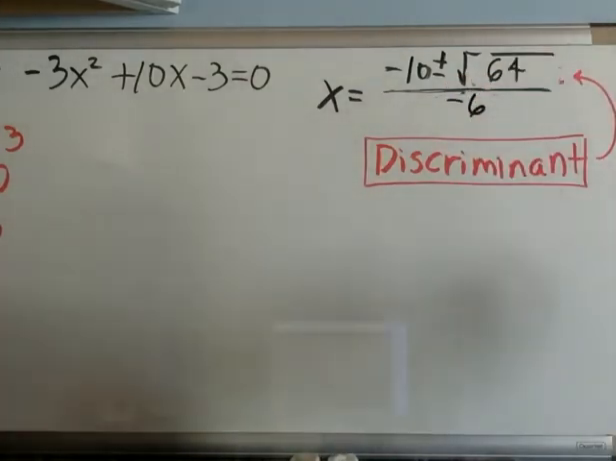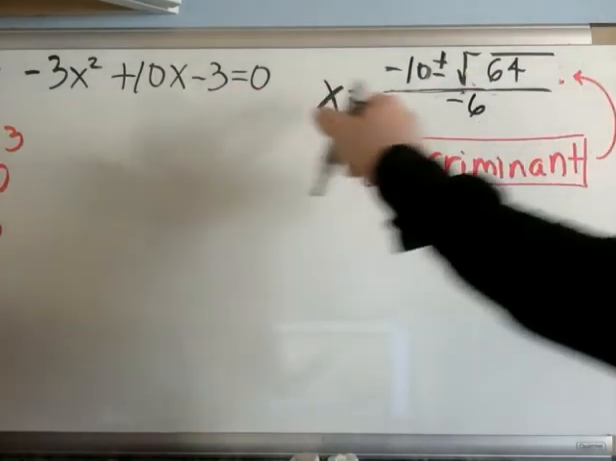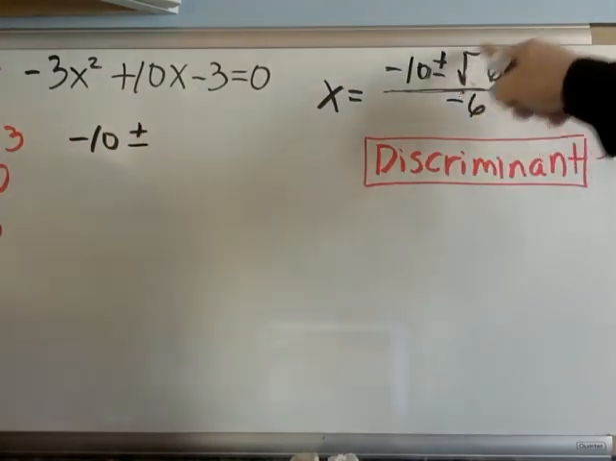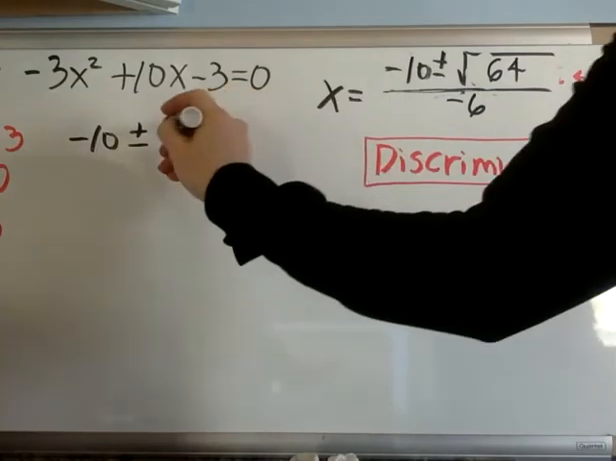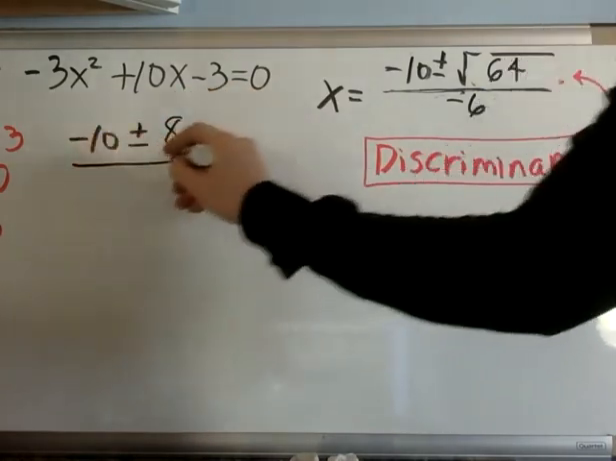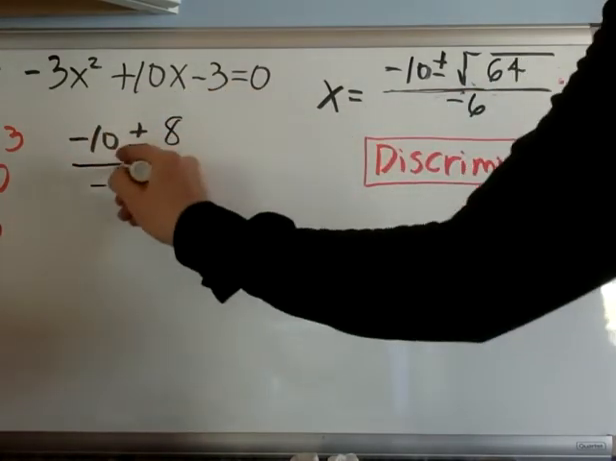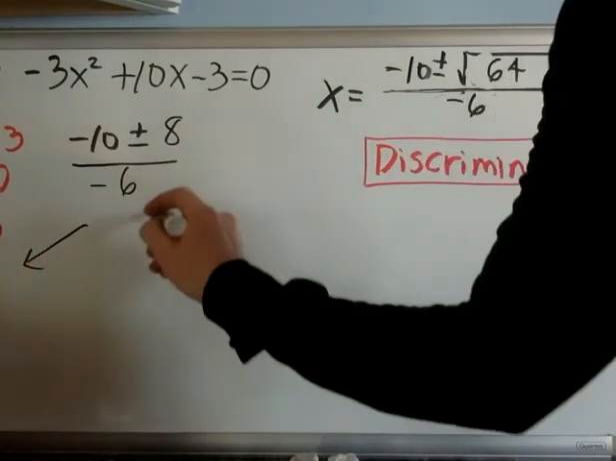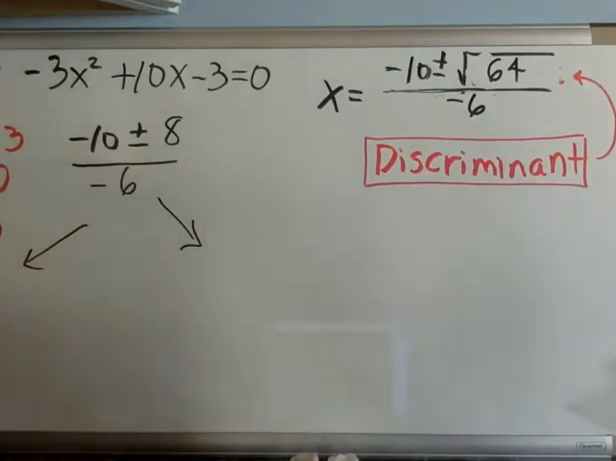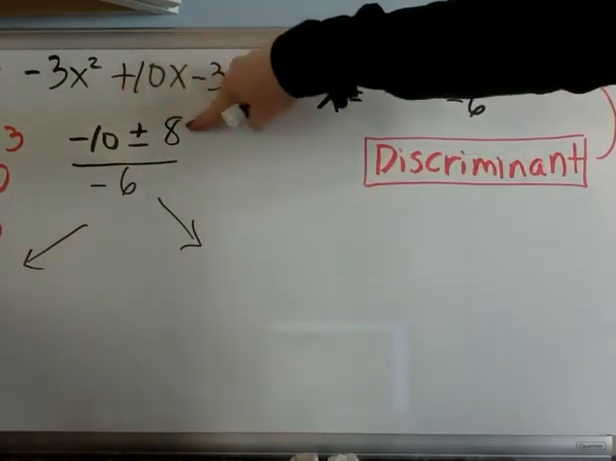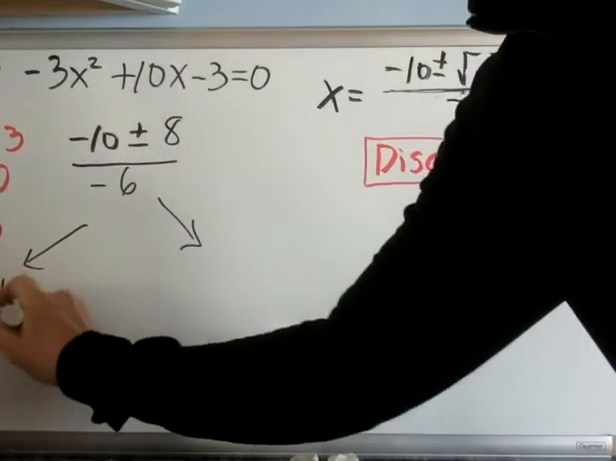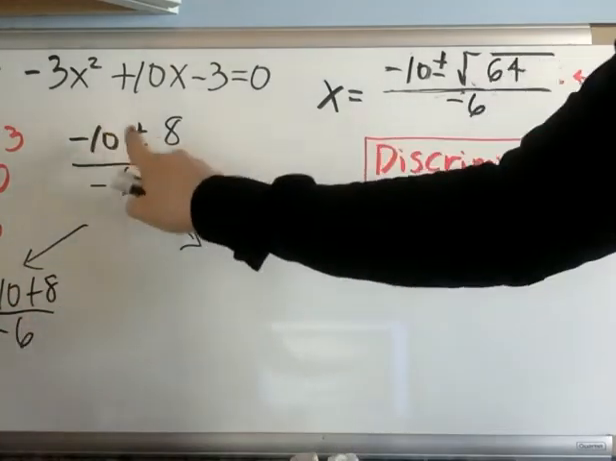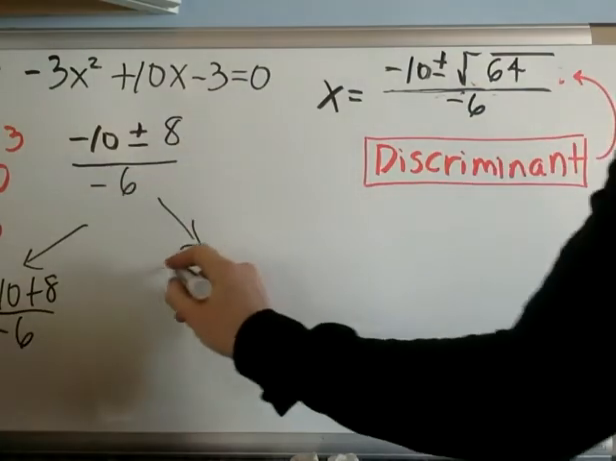So let's go ahead and calculate this out. Now what I'm going to have is negative 10 plus or minus the square root of 64, but the square root of 64 is a whole number, that's 8, all divided by negative 6. That means I'm going to have 2 answers, so I'm going to put 2 arrows to go in 2 different directions. One of my answers is going to be negative 10 plus 8 over negative 6, and the other answer is going to be negative 10 minus 8 over negative 6.